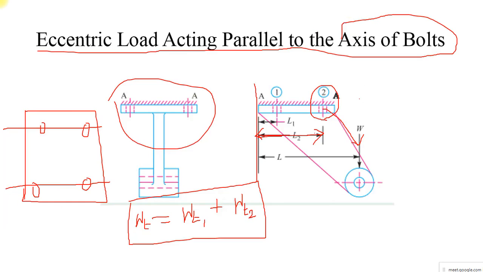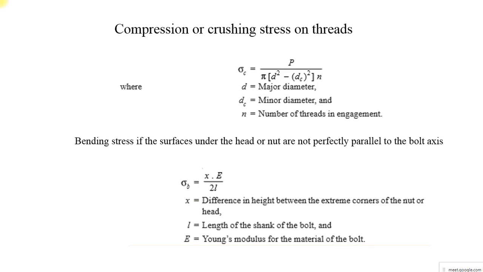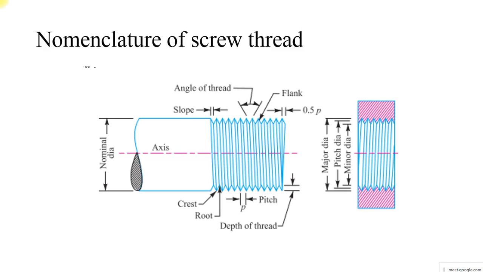Yesterday I gave you very clear details about the nomenclature of threaded joints. Here you can see what a minor diameter is and what a major diameter is. The major diameter is what you get if you measure crest to crest. If I measure root to root, it is called the minor diameter.